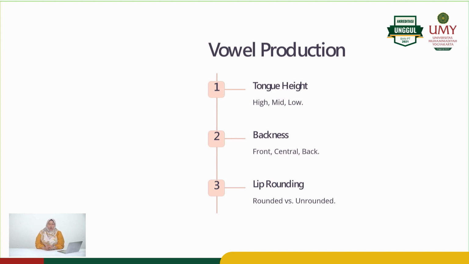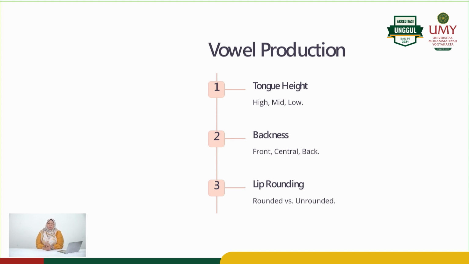In English, we also distinguish between short and long vowels like bit versus beat. So we have short i and long E. Okay, for tongue height, we have high, mid, and low. High, we have E in see, and then mid, we have A in bet, and low, we have A in cat.